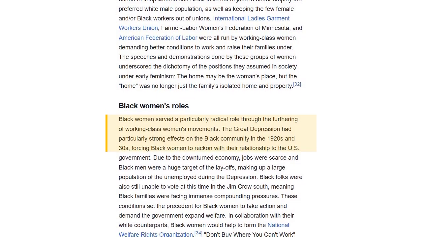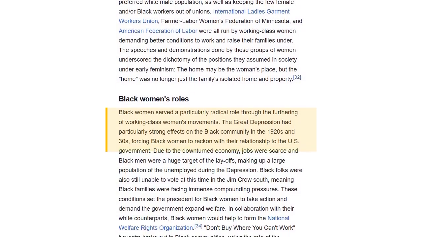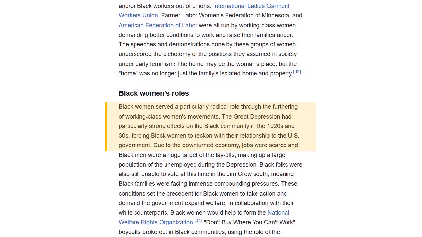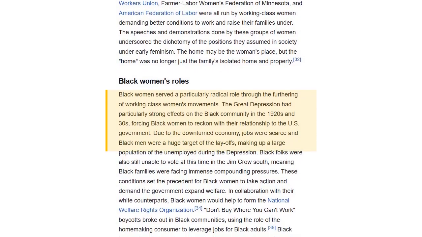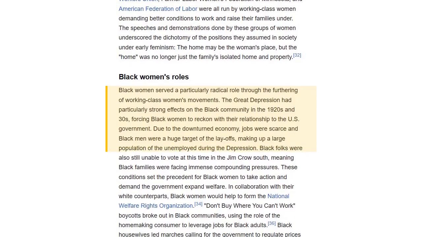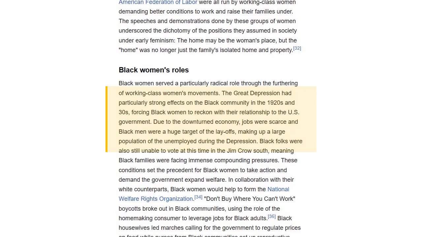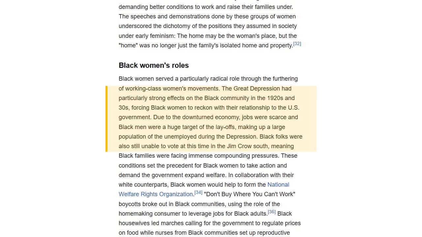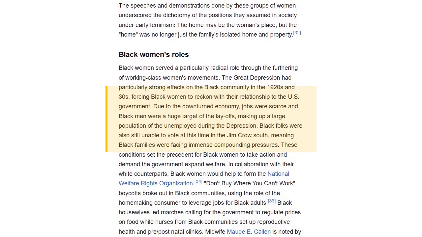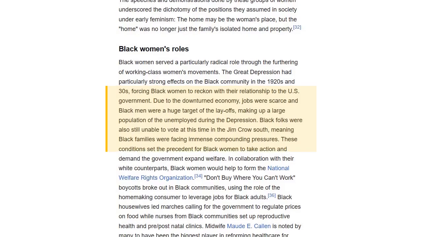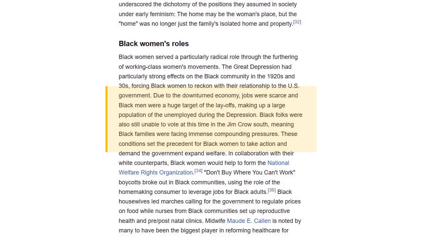Black women served a particularly radical role through the furthering of working-class women's movements. The Great Depression had particularly strong effects on the black community in the 1920s and 30s, forcing black women to reckon with their relationship to the US government. Due to the downturned economy, jobs were scarce, and black men were a huge target of the layoffs, making up a large population of the unemployed during the Depression.